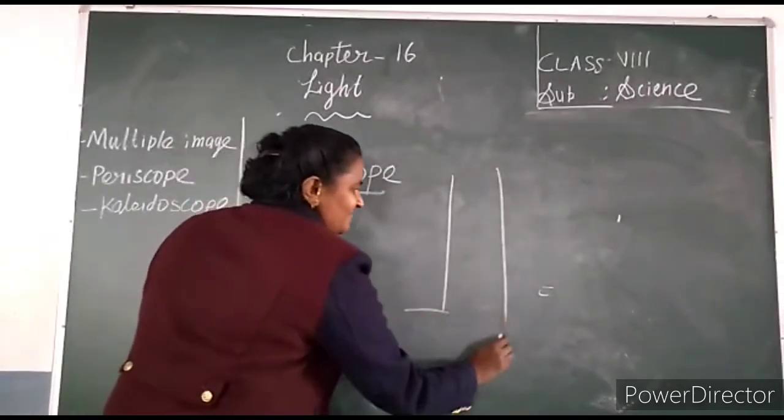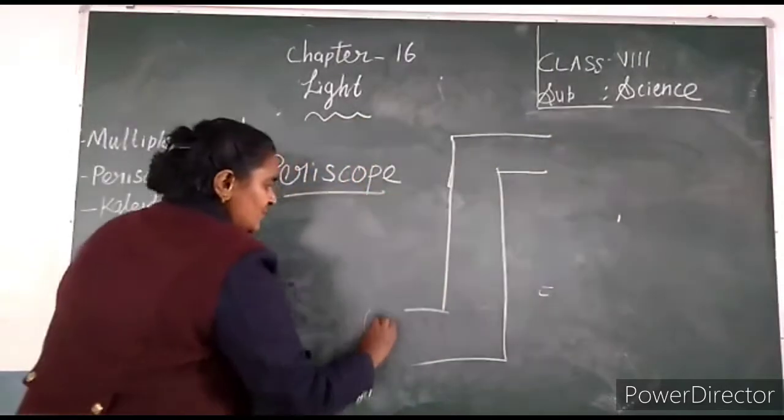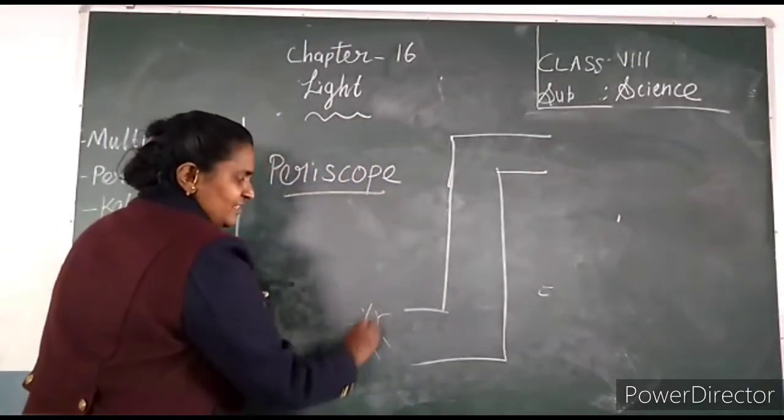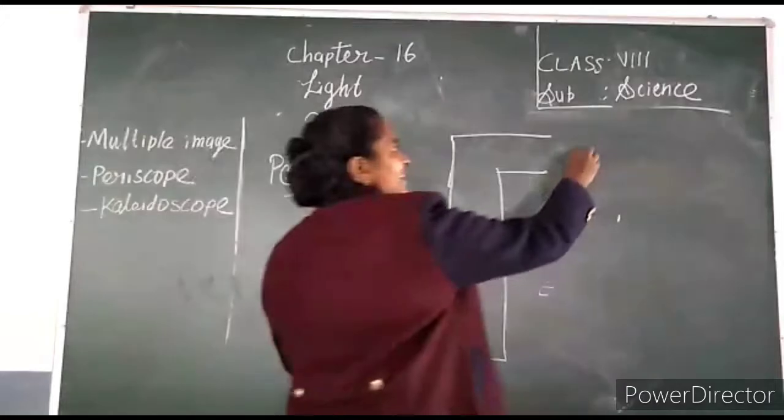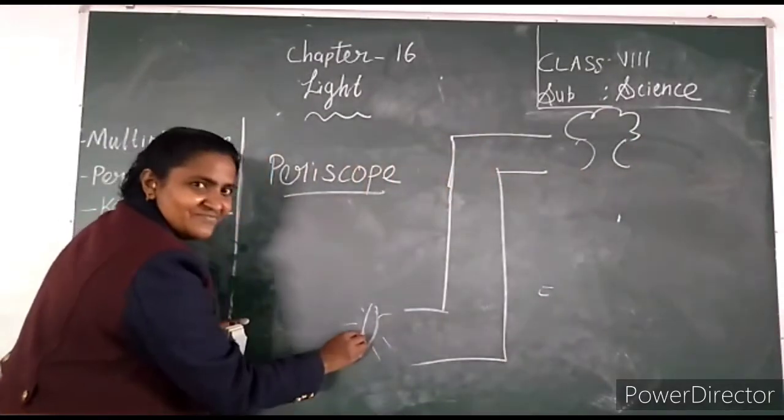It is made in such a way. It looks like that. Okay, here you are going to see. This is your eyesight. The object is standing here, far away. This is the way you are looking.